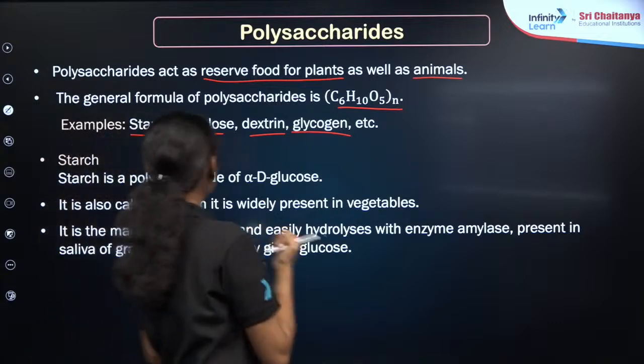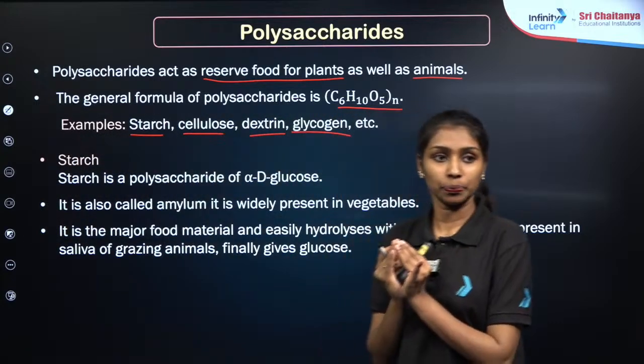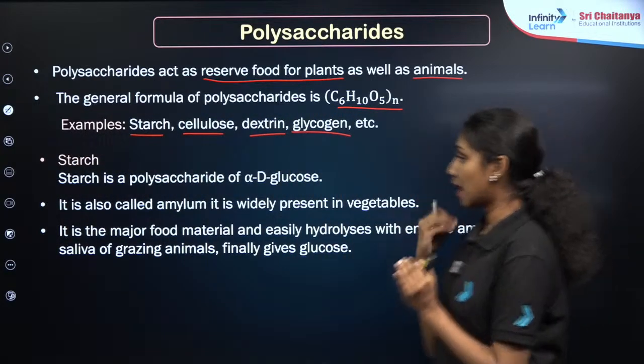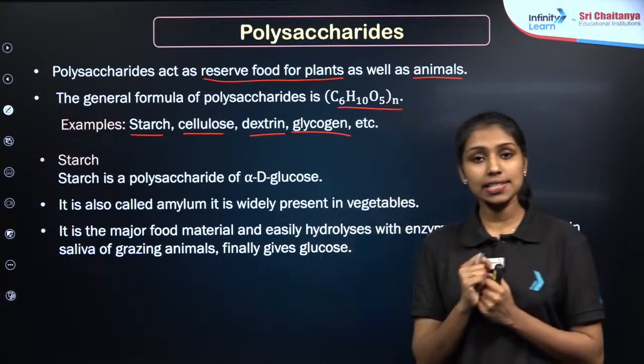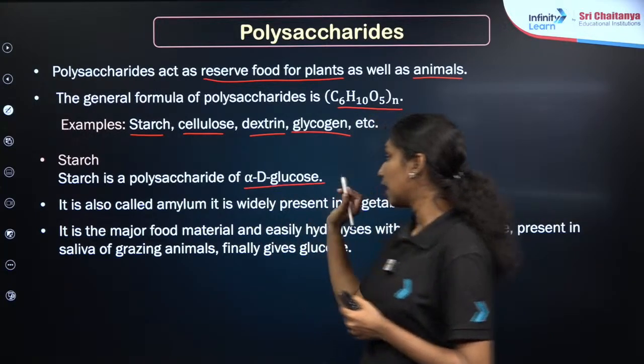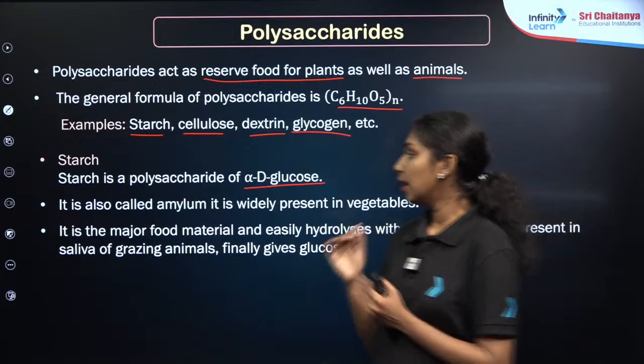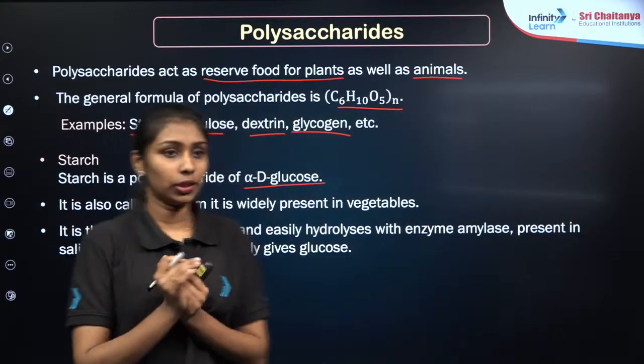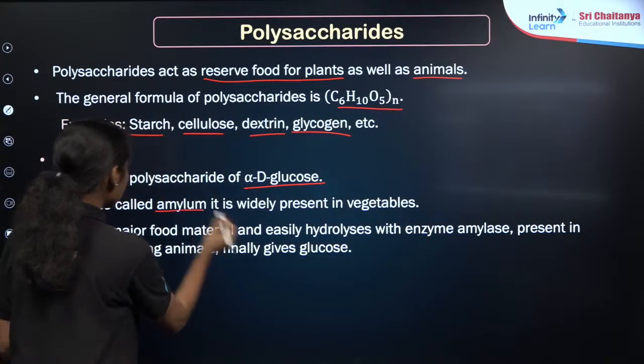Then let us start with starch. Starch is a polysaccharide of alpha D glucose, and it is also called amylum. You need to remember some of these terms.